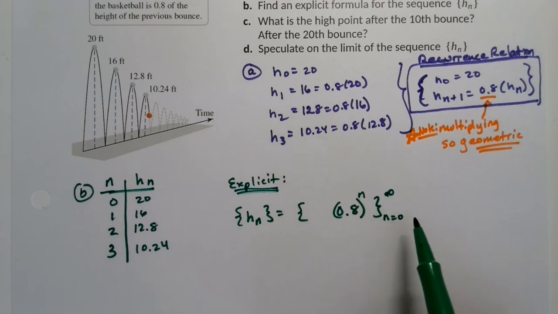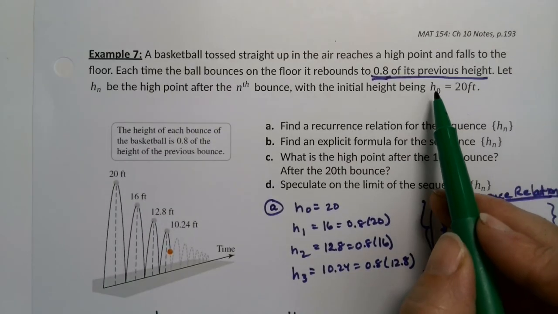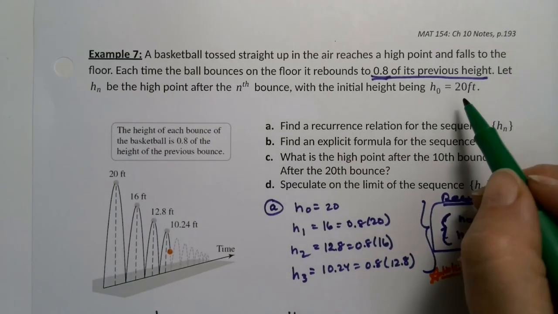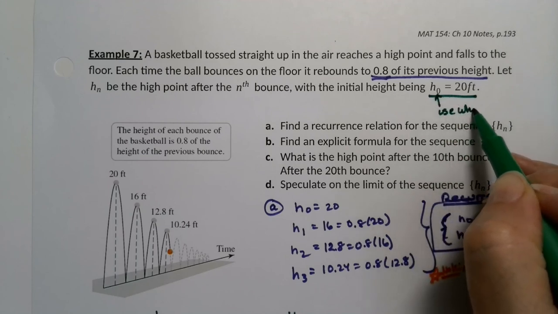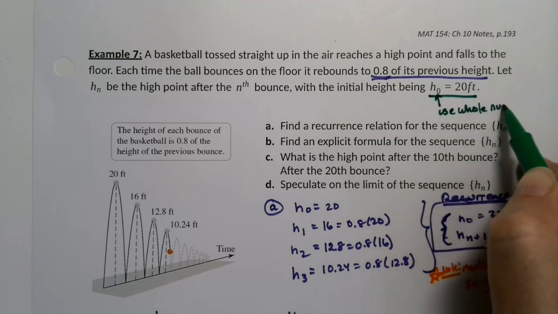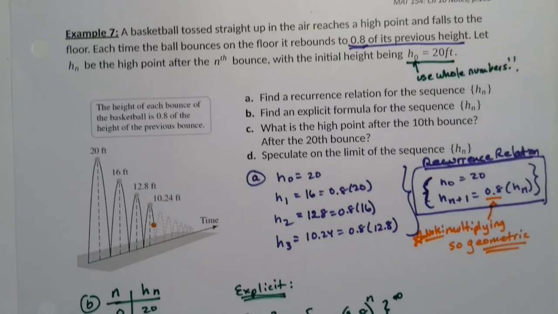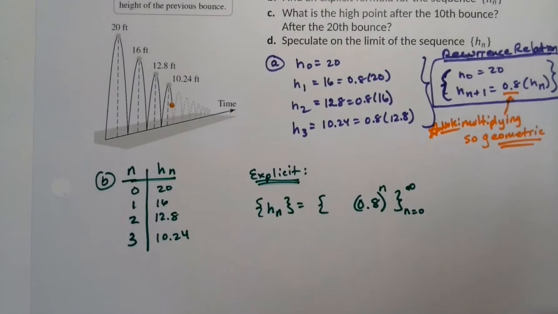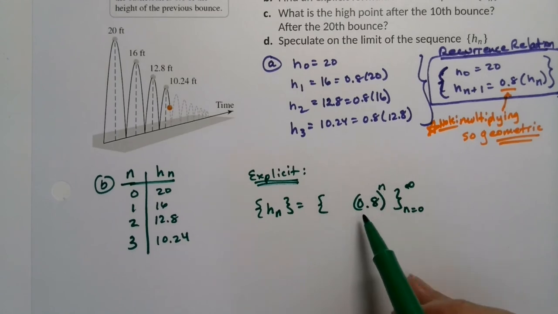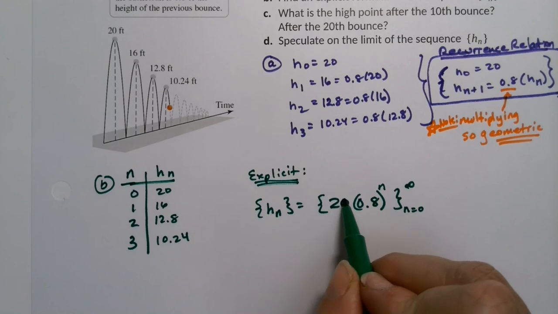This is a case where we're using the whole numbers because they say it right here. See the h sub 0? So we use whole numbers. By them saying it's 0, that means automatically I'm going 0 down here. So 0.8 to the n obviously isn't enough, right? If I put 0.8 to the 0, I'd have 1. So I need the 20 right here.